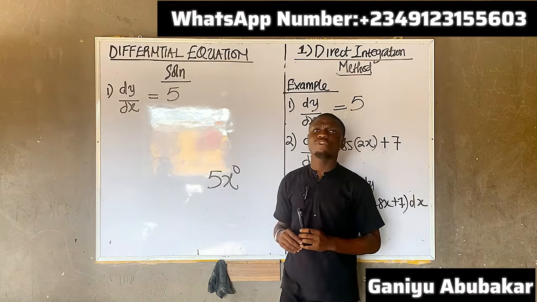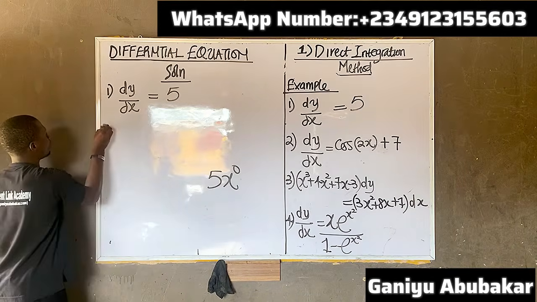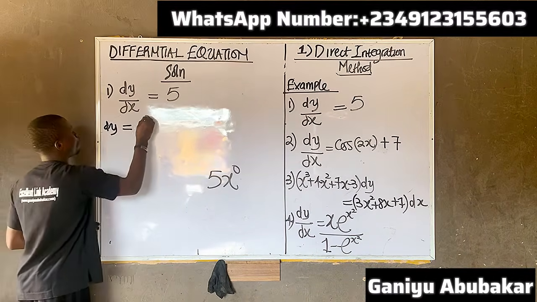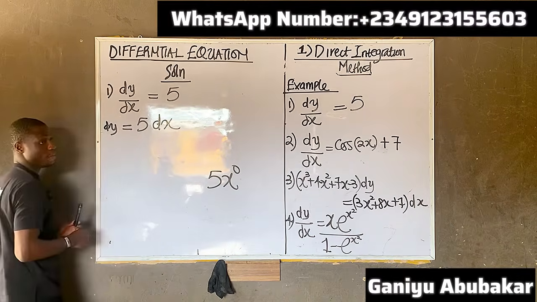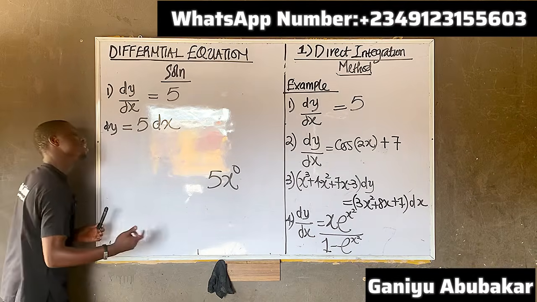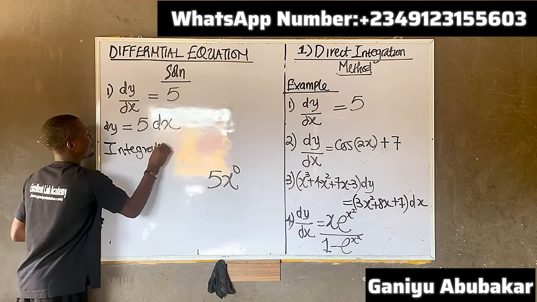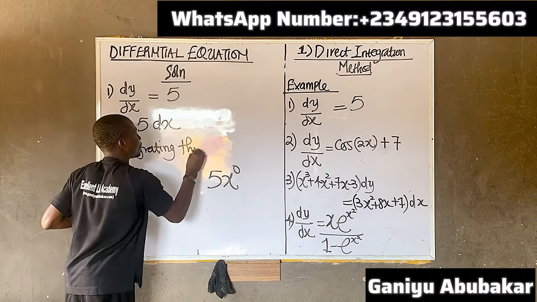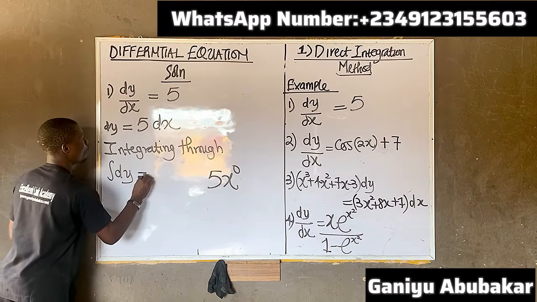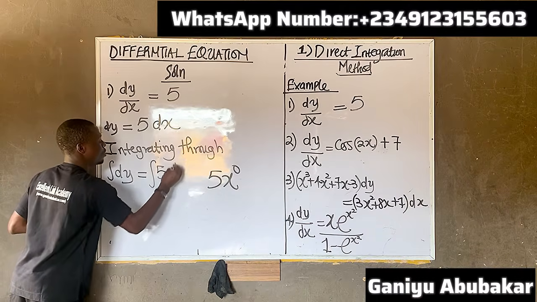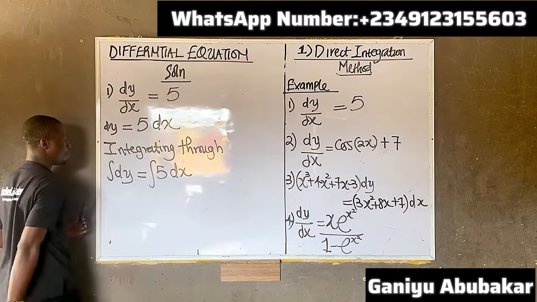Let's solve this. What do you do first? Your first task is to take the dx to the other side. That gives you dy equal to 5 dx. Your next task is to integrate through. That gives you the integral of dy is equal to the integral of 5 dx.